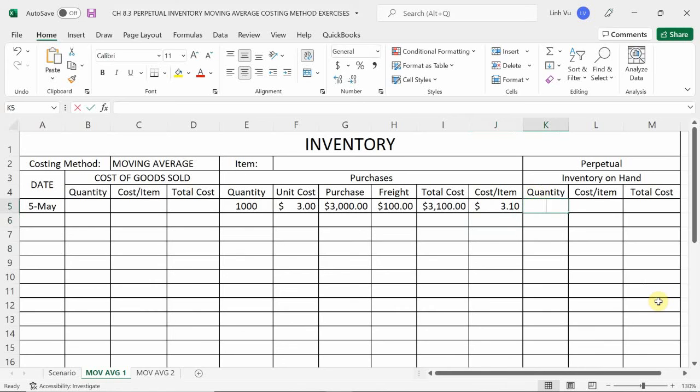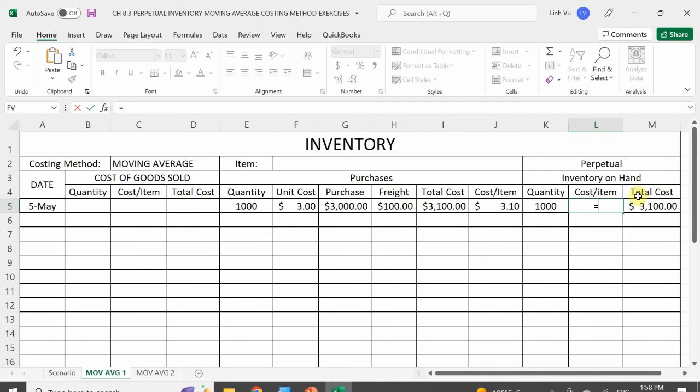Now, this is where I'm going to be using the inventory on hand worksheet. I am going to be copying over my quantity and my total cost. Why? Because these are the numbers that are going to be constantly changing. My quantity is going to change all the time. My total cost is going to be constantly changing all the time. So where do I want to put the formula? The formula is going to be in your cost per item column, because the goal is to constantly calculate over and over again the average cost per item for every single time you make a purchase and every time you sell something. That is the row I'm going to be putting my formula in.